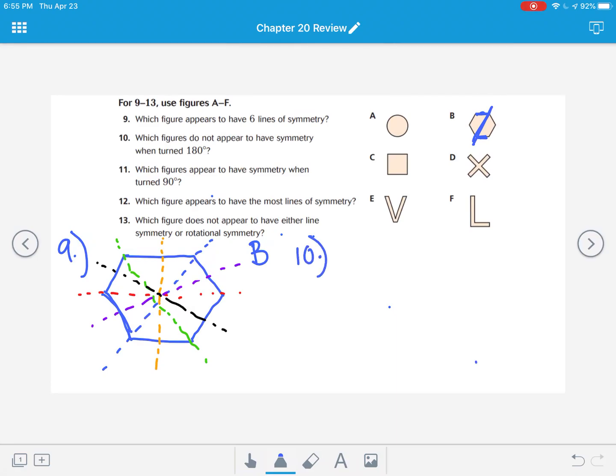All right, number 10. Which figure does not appear to have symmetry when turned 180 degrees? So remember, 180-degree turn is like flipping it upside down. So 180-degree turn is turning it across half of a circle or flipping it upside down. So I can tell right off the bat this letter V. I'll draw it out for you and I'll flip it. So this would be a quarter turn. This would be a half turn or 180 degrees. That is an upside down V. So this does not match the original picture. So E is not correct.